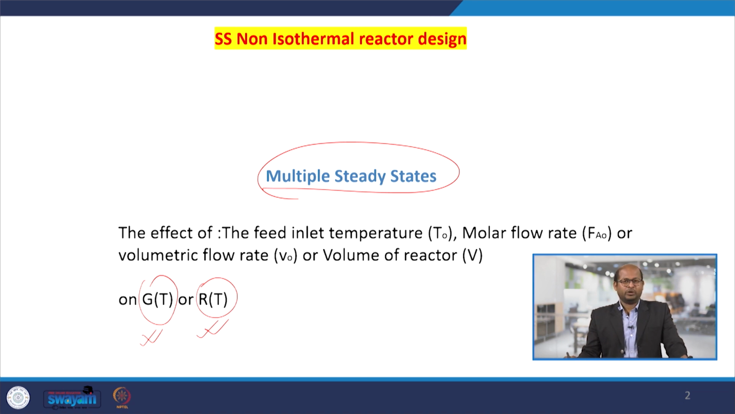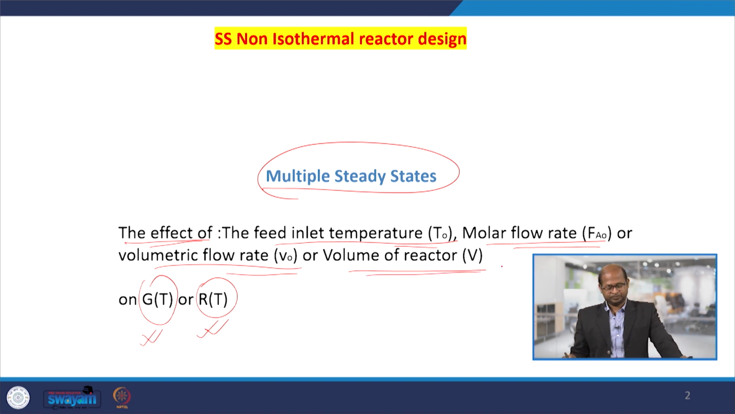Now, how are these components affected by the feed inlet temperature, molar flow rate, volumetric flow rate, and volume of the reactor? How would heat generation and heat removal be affected if we vary the feed inlet temperature, low or high? Let us say we feed at 100 degree centigrade, then what would these components be, and if we increase the feed inlet temperature to 200 degree centigrade, then what would the heat generation and removal be inside the reactor?